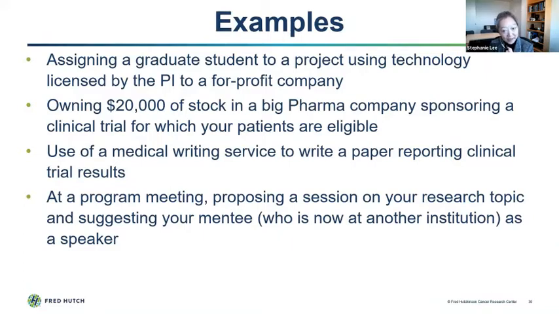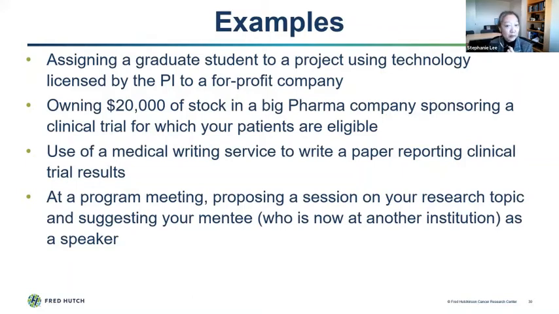It is okay if everything is above board and transparent and acknowledged. And actually, the cost of that medical writing service will be listed as a transfer from the pharmaceutical company to the investigators. They just take the amount and they divide it by the number of investigators. And that is actually allowable. And so this is my last example.